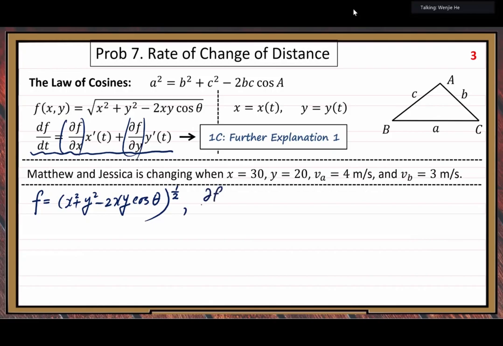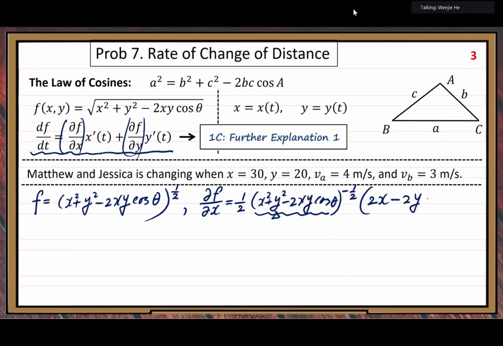Then the partial derivative, partial f over partial x. Chain rule: 1/2 times x squared plus y squared minus 2xy cosine theta, to the negative 1/2, right? Chain rule. Then the second part, the partial derivative of the expression inside the parenthesis. That is 2x partial x. The second term is 0, so minus 2y cosine theta.